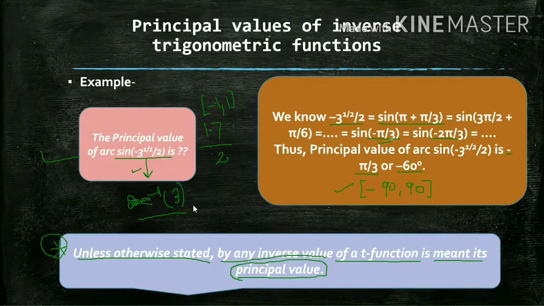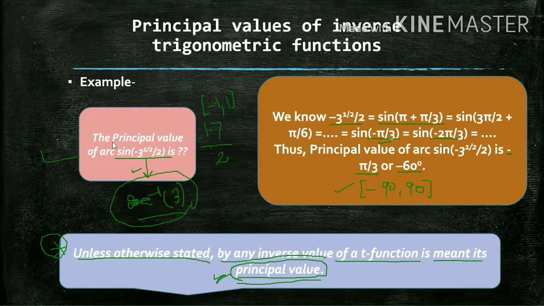Then what you need to do? You need not find all the values and write them in the form like pi by 3 plus 2 pi in the general way, as you did. What you will do is find the principal value. If they say find this value, that means they are asking you to find the principal value.